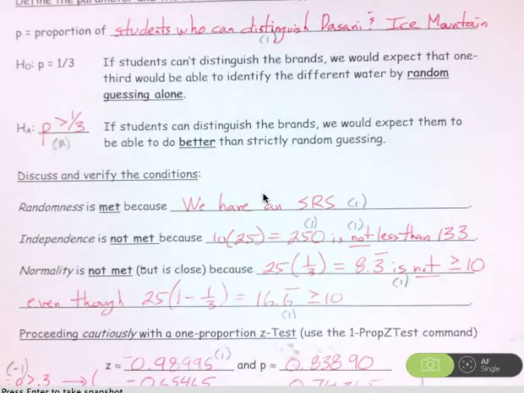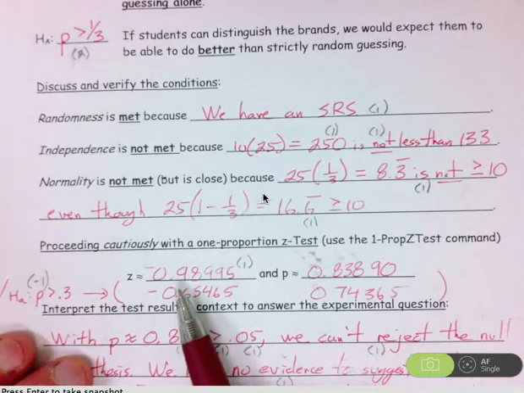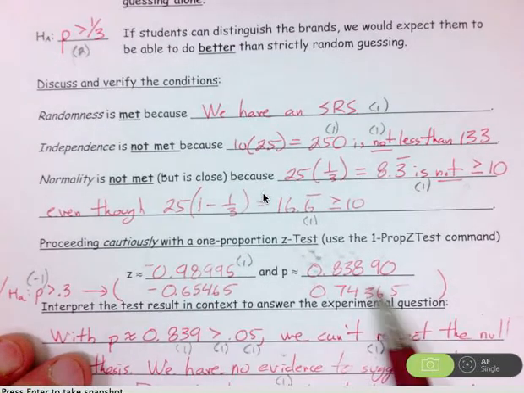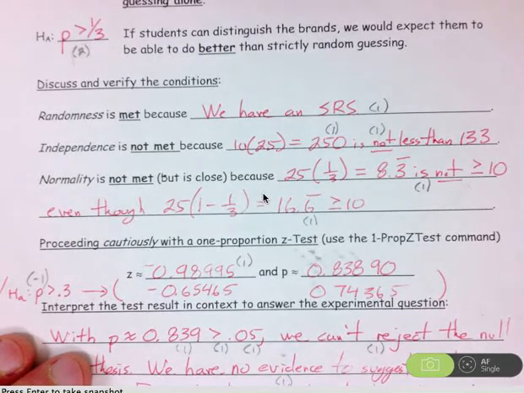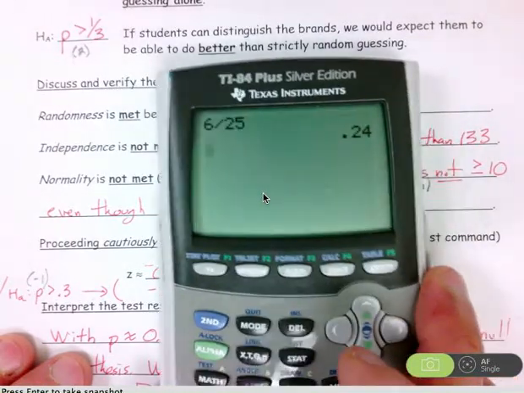That's the value that you use when you actually conduct the test itself. So, guys, here is the z-score that you would get. Here is the p-value that you should get. I'm going to calculate that here for you now.